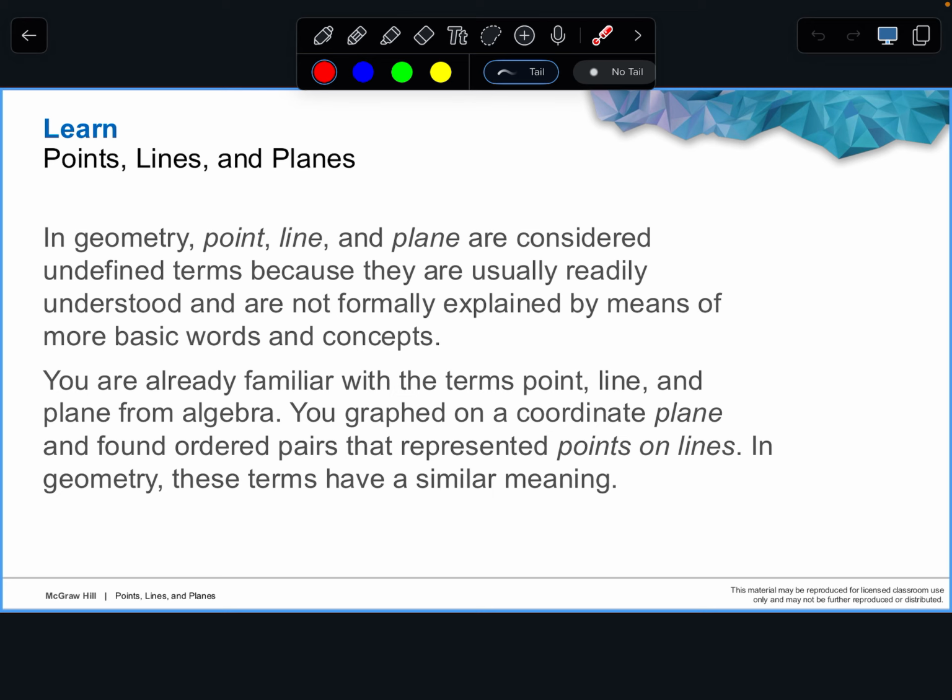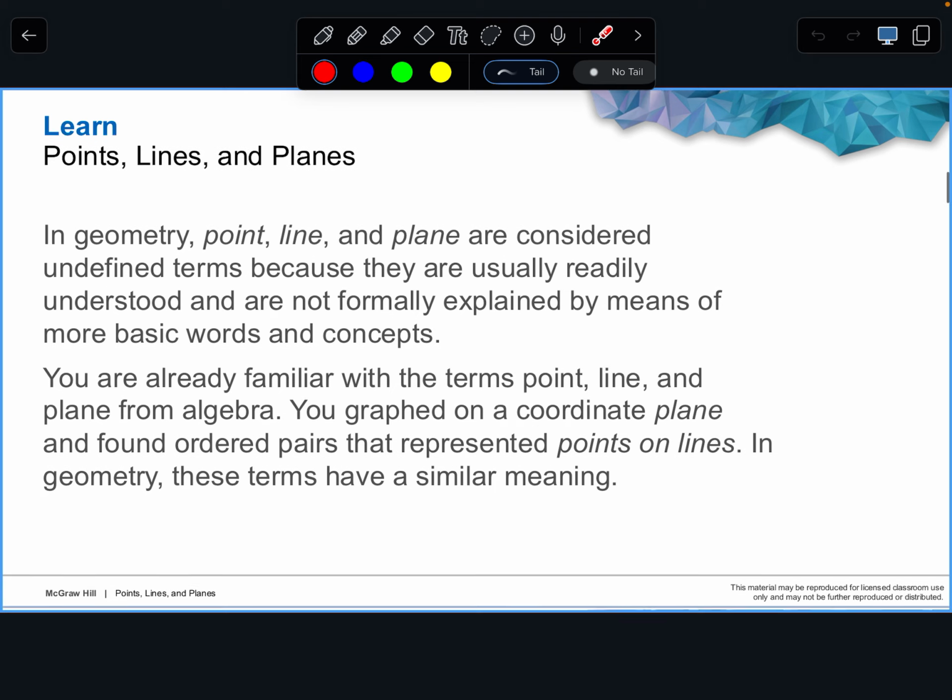You already know what a point, line, and plane are. You've used them in algebra. You graphed on a coordinate plane. You found ordered pairs that are represented by points that are on lines. So in geometry, these terms have similar meanings. So we're not starting from scratch. You kind of know what those are already. So you don't have to be stressed about these. You kind of know what they mean.